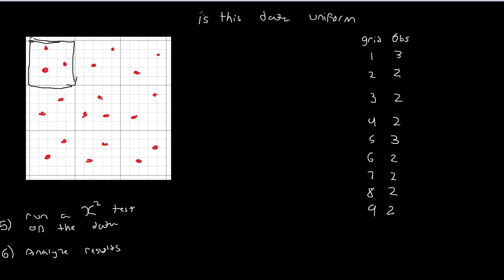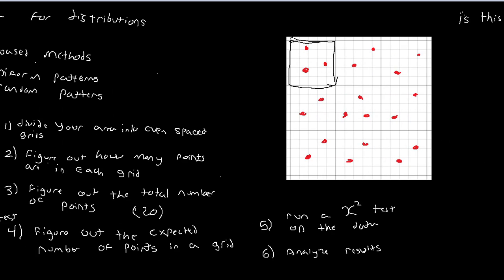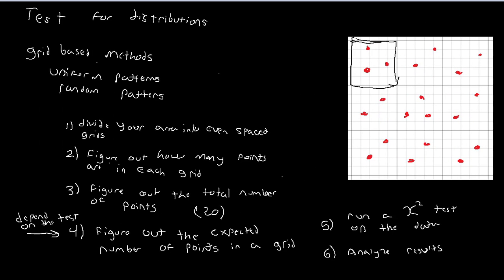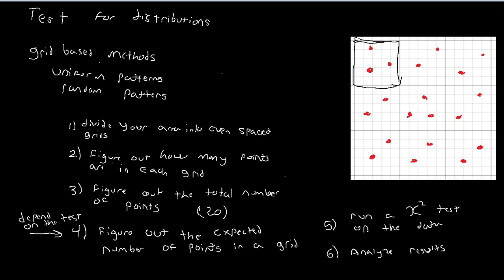So again, all I did for the observed was count the number of points, which was step 2. Step 3, get the total number. We add this up, and we get that 20 that we talked about before. So that's the total number of points. Now what we need to do is calculate the expected number of points in the grid, and that depends on the test.